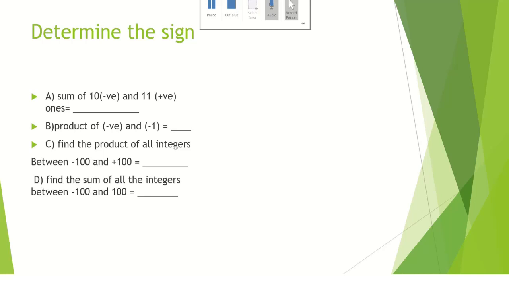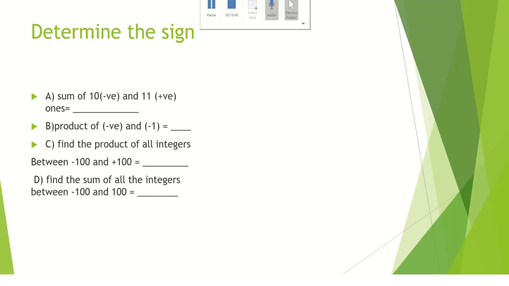Find the product of all integers between minus 100 and positive 100. Here, when we are taking the product, don't start calculating. You need to be wise enough. Here 0 is included. So negative numbers, 0, and positive numbers: minus 100 into minus 99 into minus 98, and so on, 0 into 1 into 2 into so on. So 0 is in between. 0 times any number is equal to 0. So C option is 0.